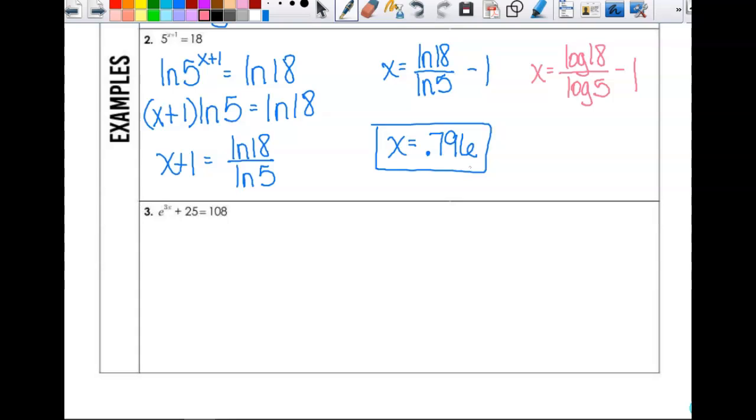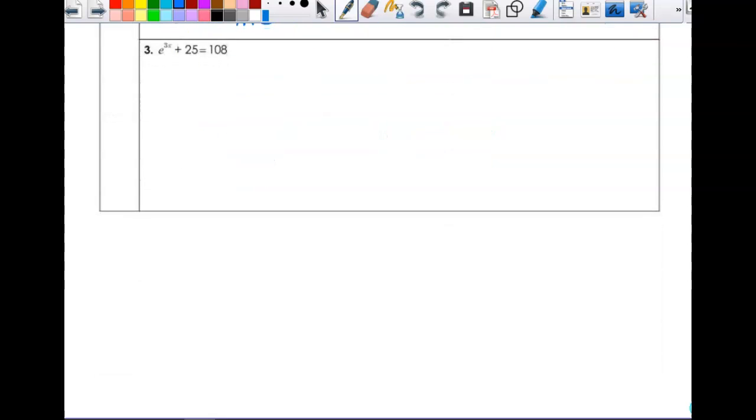We're good? Now, even though I have an option, whatever log I want to use, since number 3 has an e in it, I think I want to use the natural log. But I can't start off by taking the log of both sides because this isn't isolated. I got to move that 25. So this is going to give me e to the 3x power equals, what's 108 minus 25? 83.